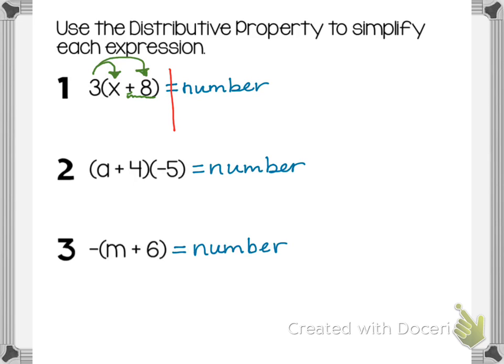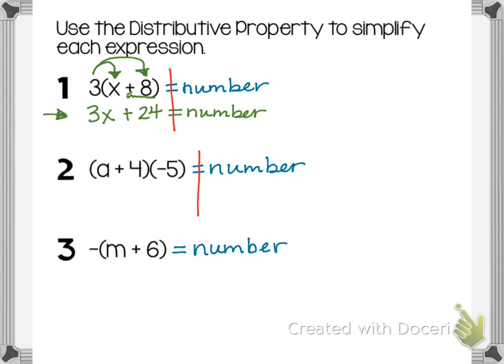3 times x is 3x. 3 times 8 is a positive 24. And then it would equal whatever that number is. But now here we have a two-step equation and we can solve for x. Okay? So again, we have this next example.